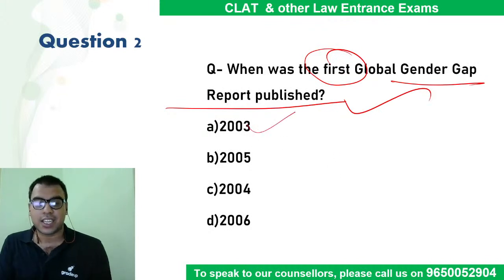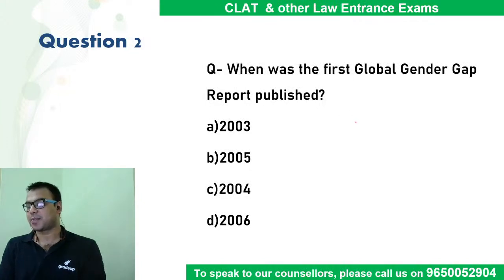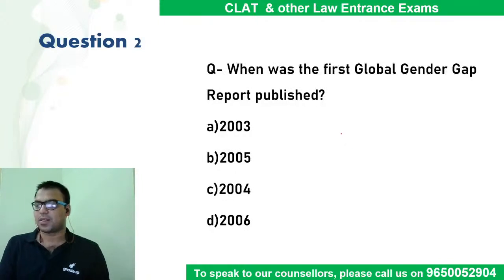Your options are 2003, 2005, 2004, and 2006. Yashraj is saying D. Prerna is saying D. Mahika is also saying D. Anjali says D. So there is a unanimous consensus on this, right? Sadika is saying D. Anybody else? Okay. 2006. Yes, 2006 is the right answer.